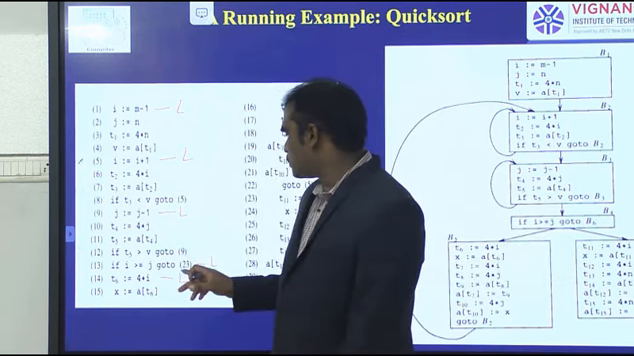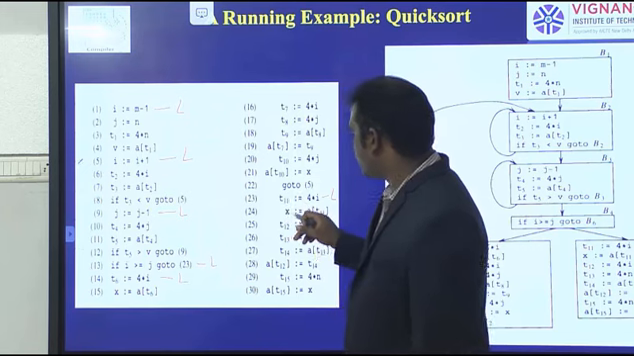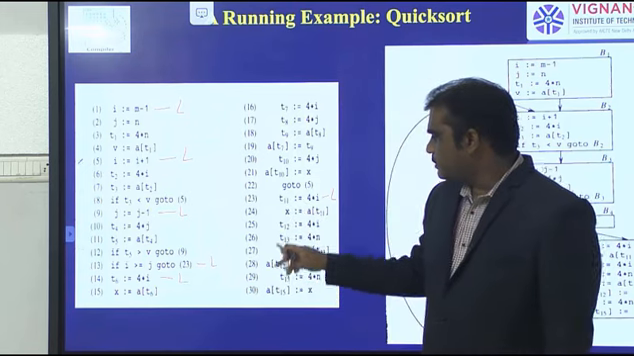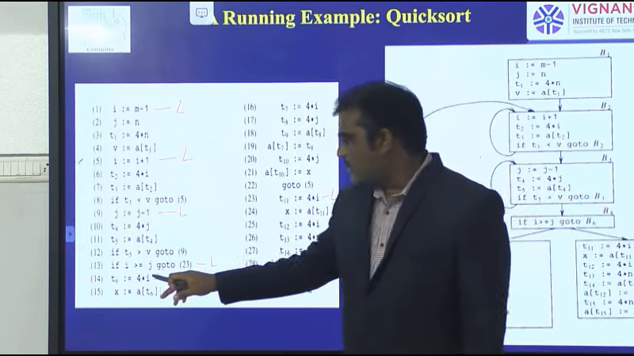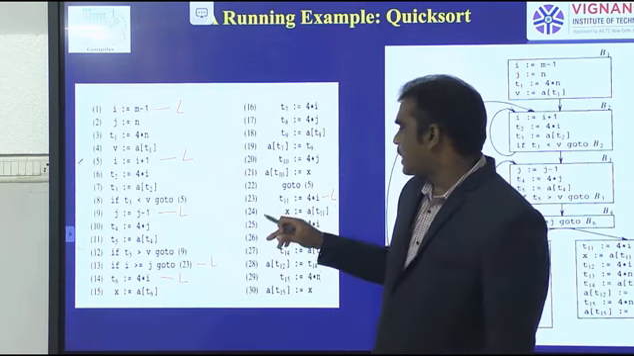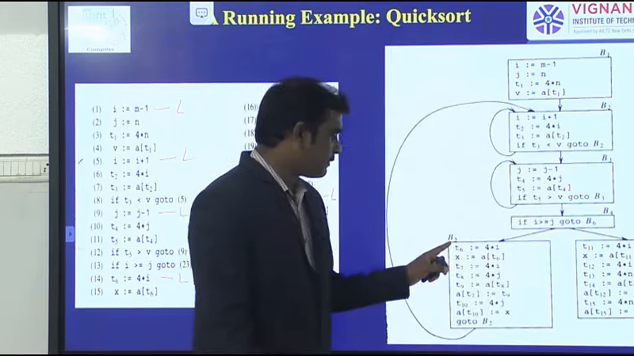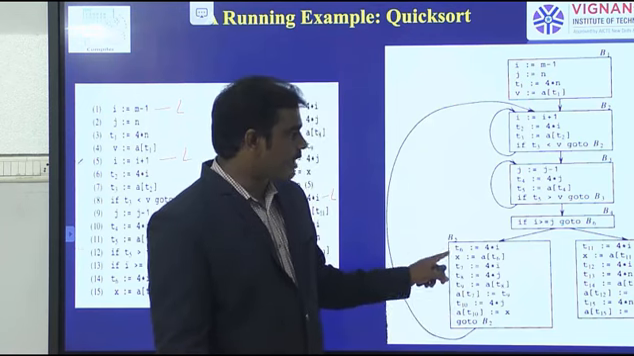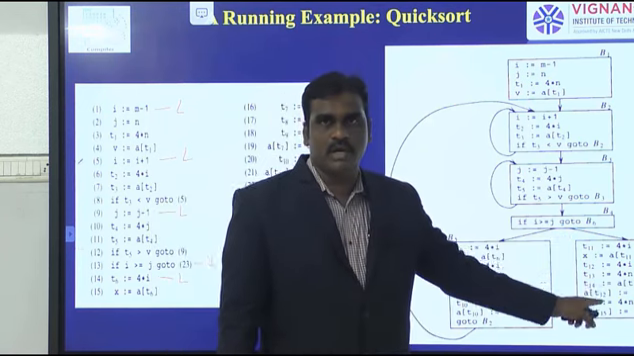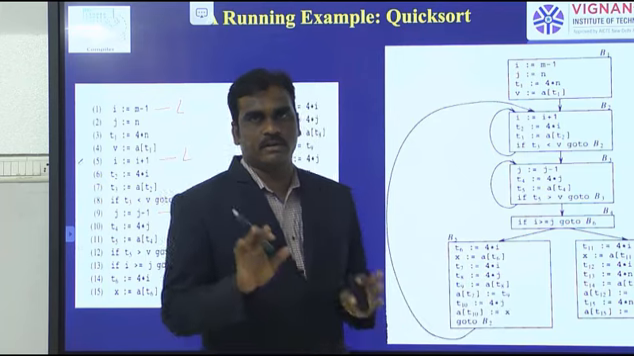Okay. Go to 23rd. 23rd means 23 to 30. So this is block 6. Block 5 means 14 to 22. So 14 to 22 is block 5 and this is block 6. In total we have 6 blocks.